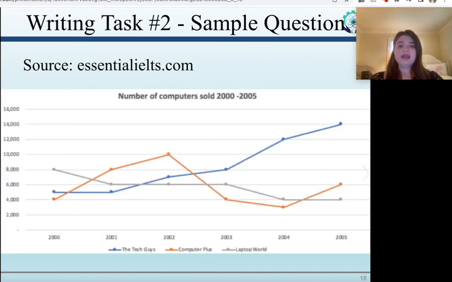Okay. Here's another one. And the source for this one is the essentialielts.com website. This one is where we're looking at the number of computers sold and who sold them, right? We're looking at the number of computers sold from 2000 to 2005 by the Tech Guys, Computer Plus, and Laptop World. Okay, so here's another one.